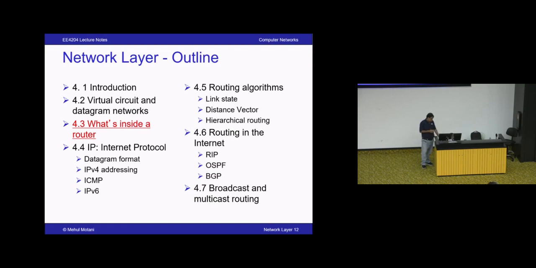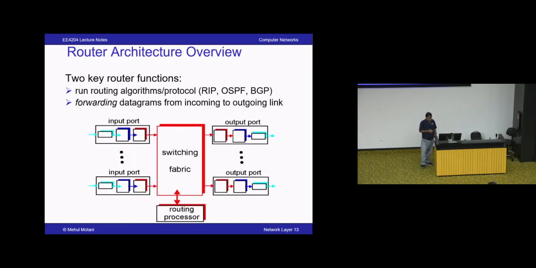Okay, so let's look at what's inside a router. A router has input ports, output ports, and something that connects the input and output ports, which is the switching fabric. Then there's a CPU or some sort of processing component. This is where the routing algorithm runs. And then there's a memory where the forwarding table lives. And the routing algorithm determines the forwarding table.